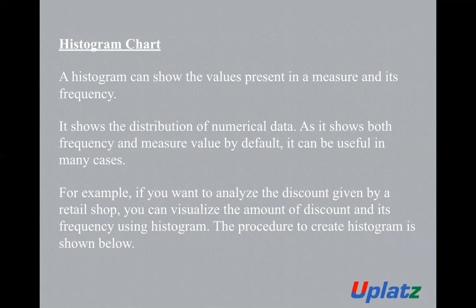The next chart is the histogram chart. We had seen what exactly bins are in our earlier sessions. Bins can be used for bucketing of data, and they can be used in your histogram. A histogram can show the values present in your measure and their frequency. It shows the distribution of your numerical data. As it shows both frequency and measure value by default, it can be used in many cases. For example, if you want to analyze the discount given by a retail shop, you can visualize the amount of discount and its frequency using a histogram. So whenever frequency, range or bucketing of data comes into the picture, a histogram can be used.